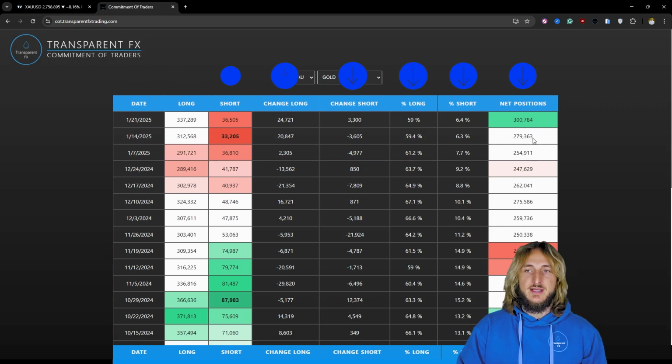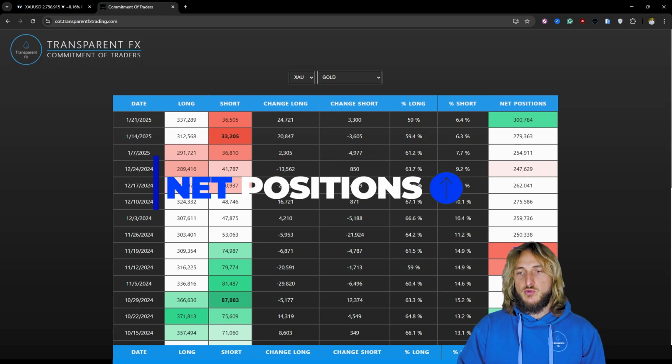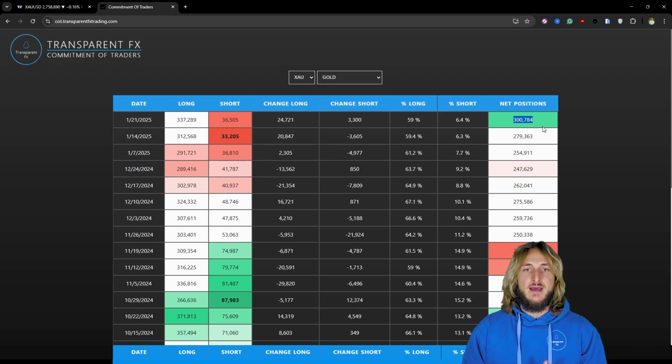Now, what we can see here is that with the last reports, net positions have been massively increased. We went from 234.3K all the way up to 300,000 net positions. So institutions have aggressively been moving back to the bullish side for gold, therefore making gold stronger. With 24,000 longs added just with the last report from an institutional perspective, currently bringing the positioning to 337,000 longs compared to only 36,000 shorts.